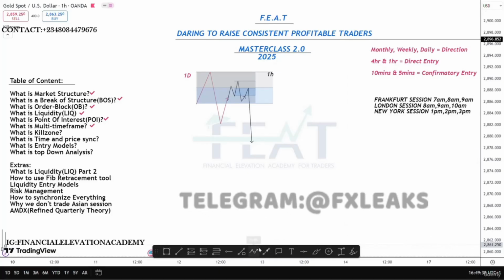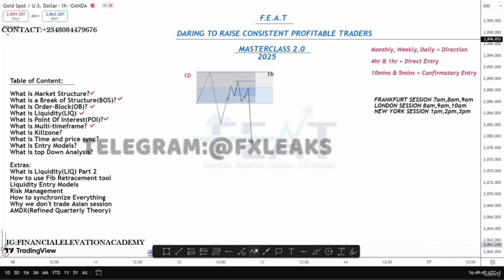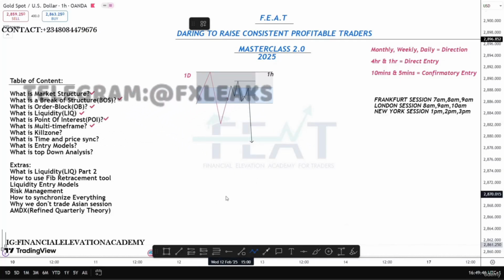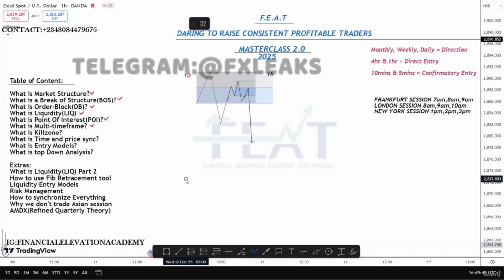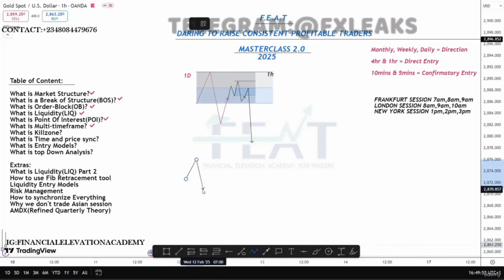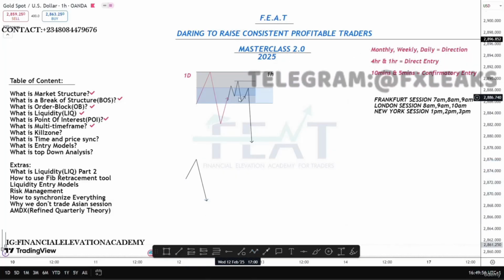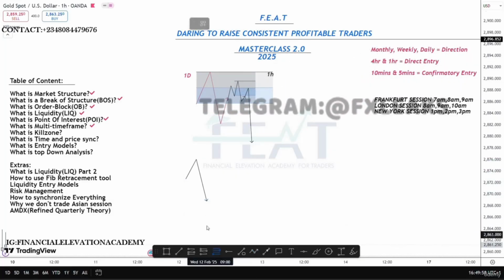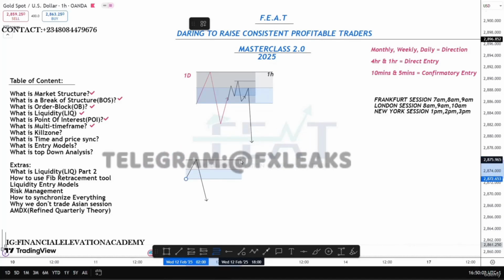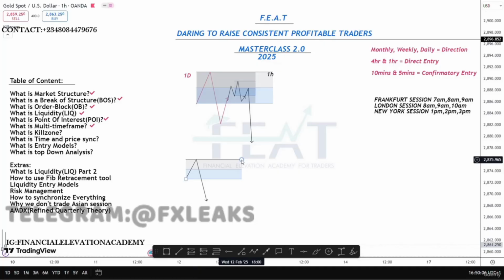Now what is confirmation entry? I'm going to do something now, still on this one, but now let's zoom into this. So 1 hour has done a sell break of structure, right? Now this same order block here, we're zooming it here, you mark it. Now you mark your order block in the 1 hour.